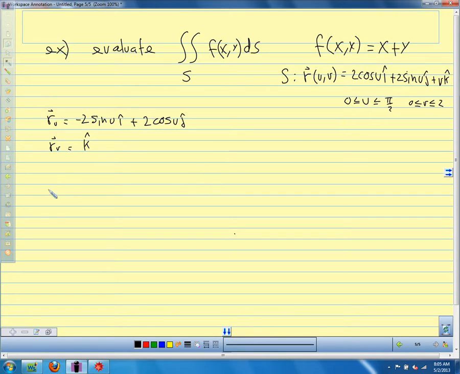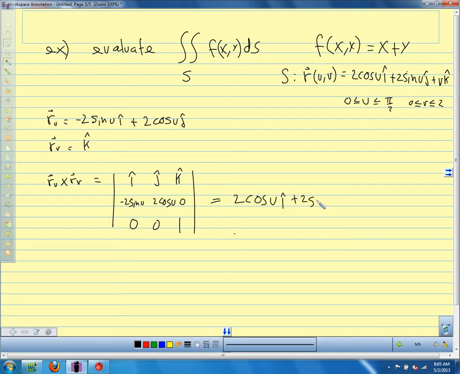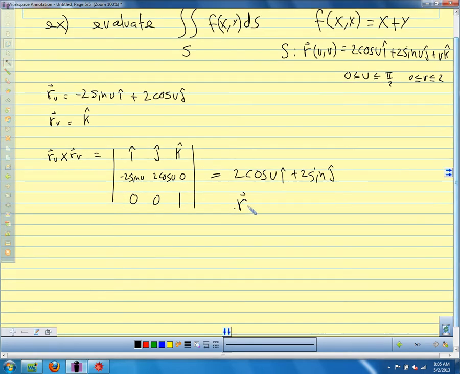So now we need to form our cross product. So r sub u cross r sub v. I'll write out my determinant, i, j, k, minus 2 sine u, 2 cosine u, 0, and 0, 0, 1. When we form this cross product, this comes out to be 2 cosine u i plus 2 sine u j. And the magnitude of our cross product, r sub u cross r sub v, is going to be what? 2.